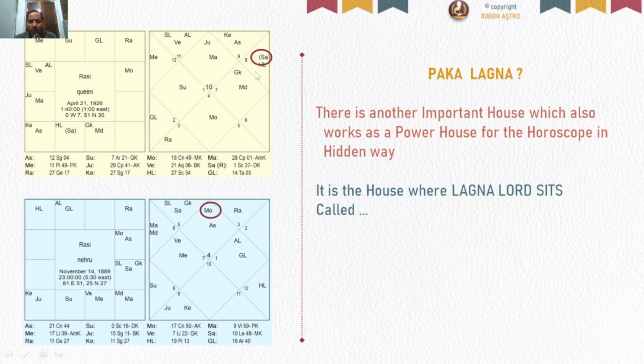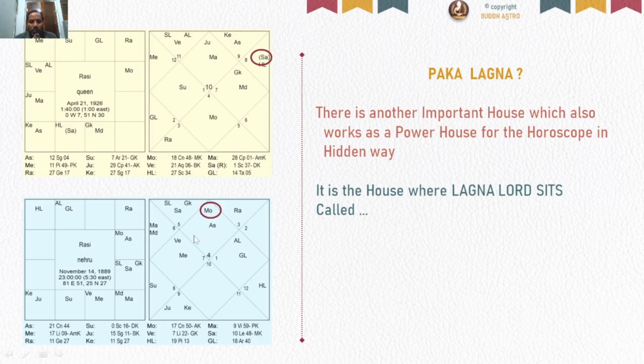So the house where the Lagna Lord sits in any horoscope, it becomes the most powerful house. Trust me when I say this. I will tell you the effect of this house when we discuss the Vimshottari Dasa. There you will see the magic of this house, Paka Lagna. We will see the prediction from it.